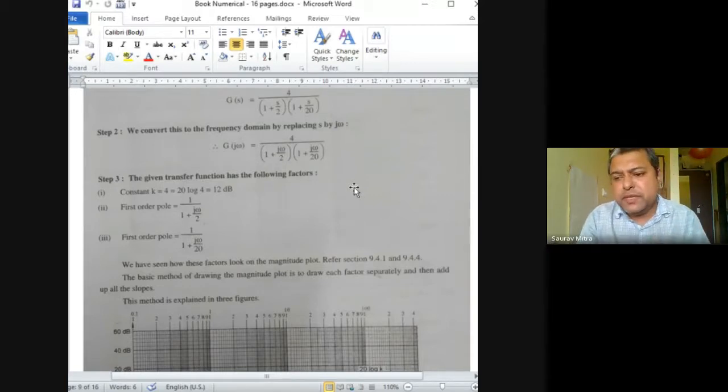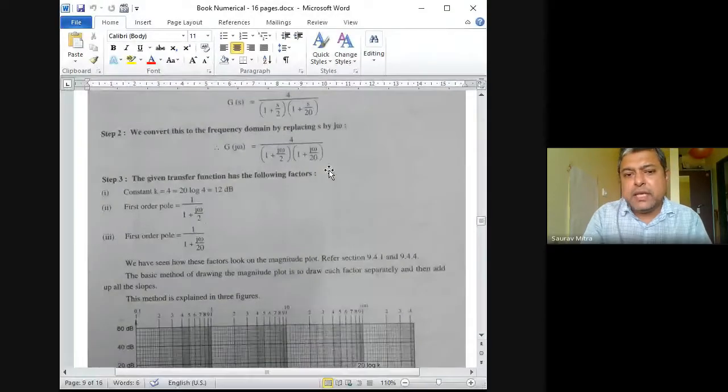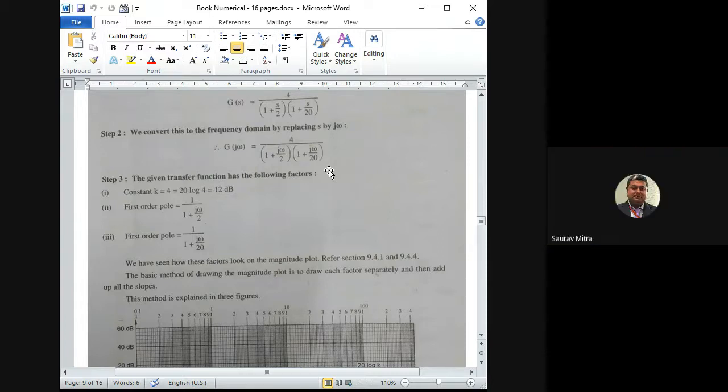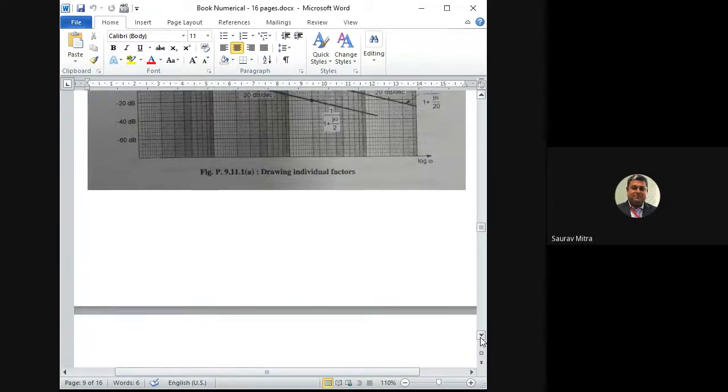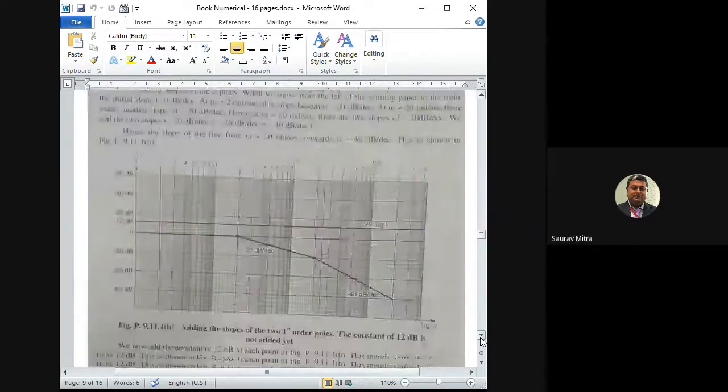So you can substitute omega as 0.1, 1, 10, 100, 500, 1000, 10,000. Again, I'll repeat: substitute omega as these values and find all the angles in degrees. There is no radian here. Whenever you substitute 1000 or 10,000, you'll find that the angle becomes very close to minus 180 degrees. Then you can plot the phase plot, and you can find out the gain crossover frequency from this resultant plot.